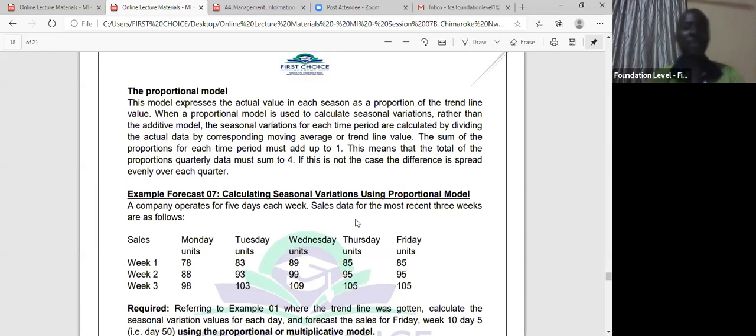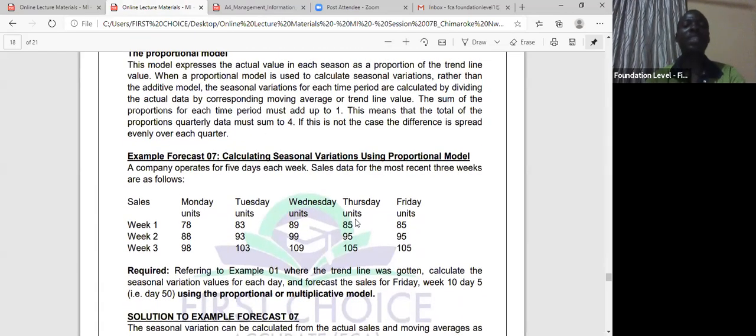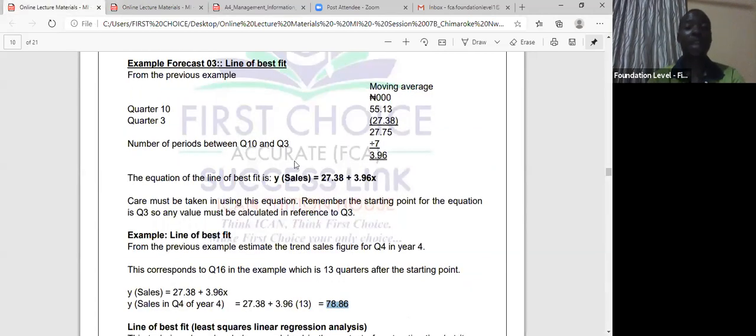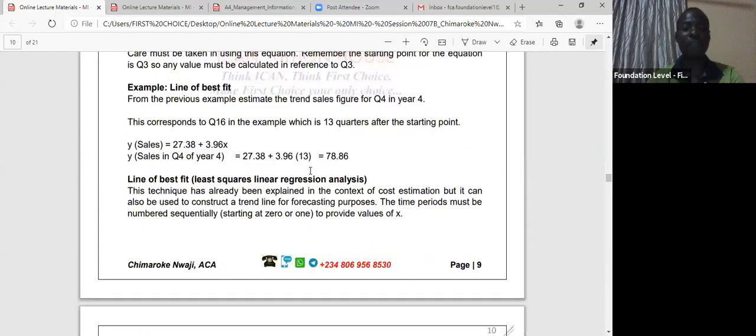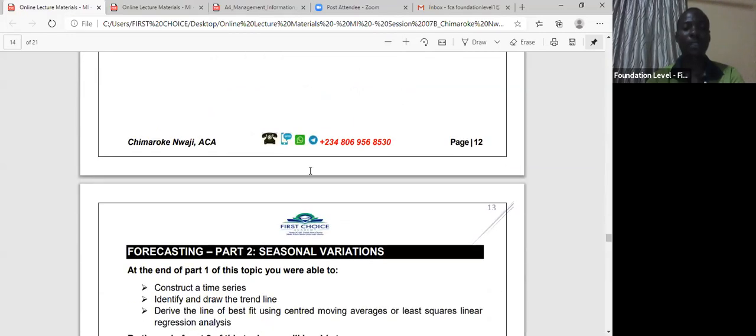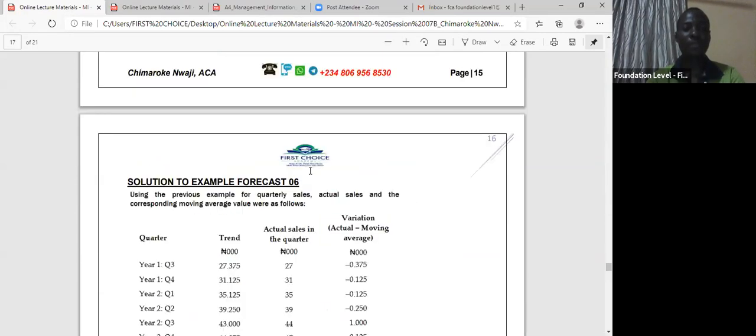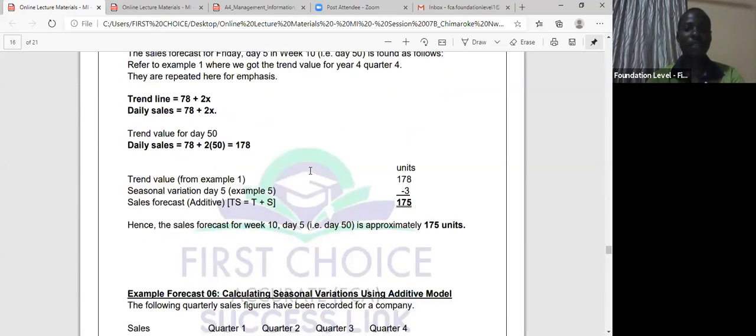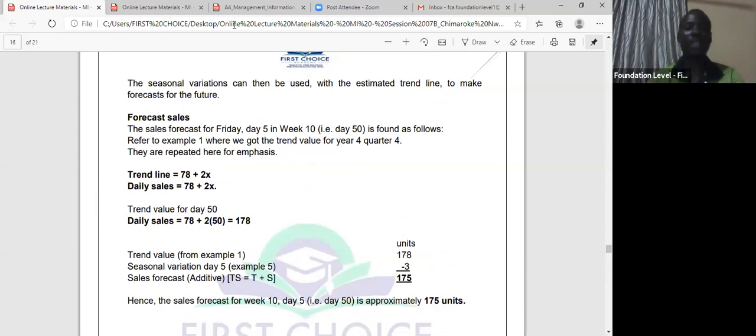Now let's look at an example. This example 7 is the same thing as example 1. Remember our example 5 was the same as example 1, which we did with the additive model. So let me just bring that example 5 because we'll be comparing with example 7. Go to example 5.